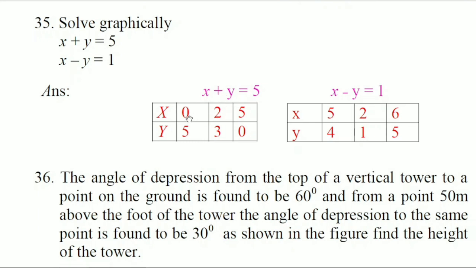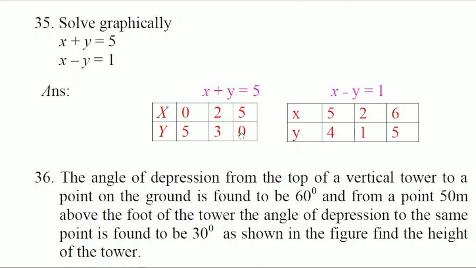So consider x equals 0. When x equals 0, what happens? So y equals 5 minus x. In the place of x, substitute the value 0. So we'll get y equals 5. When x equals 2, y will become 3. When x equals 5, y will become 0.